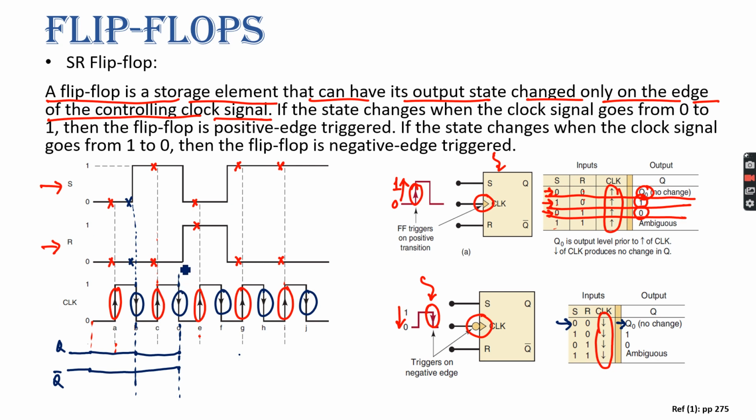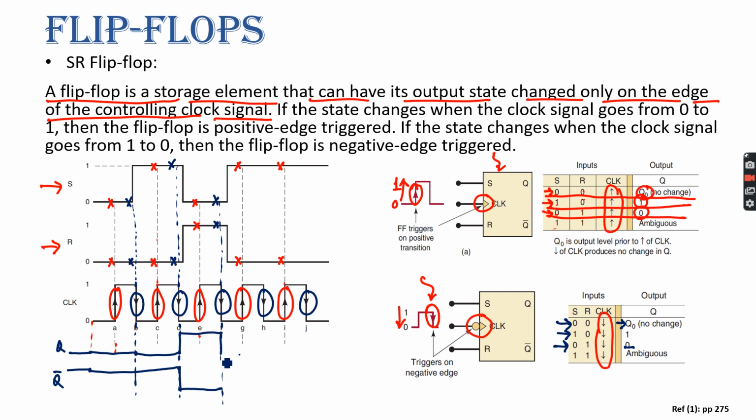So just before this next negative pulse, what was the value of S and R? 1 0. So 1 0 gives you 1. So here it will switch to 1 and remain 1 until the next negative pulse, and it will switch to 0 and remain 0 until the next negative pulse. So here, just before this negative pulse, what is the value of S and R? 0 1. So 0 1 gives you 0.